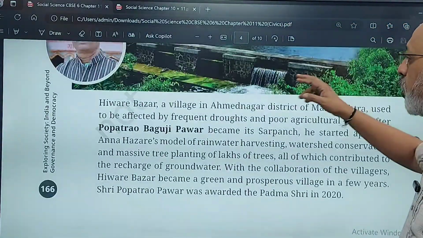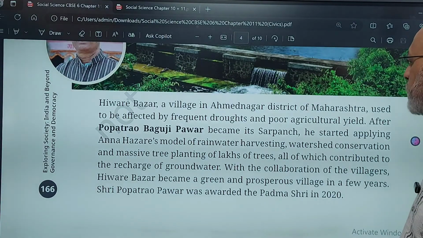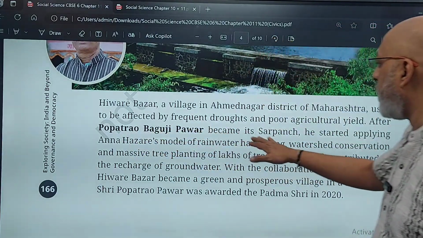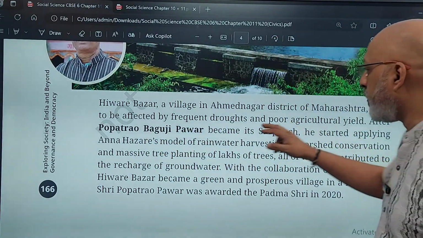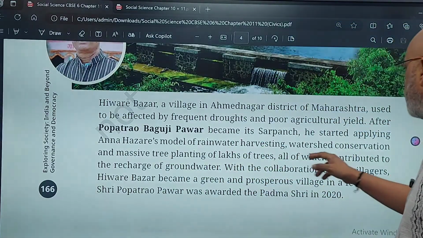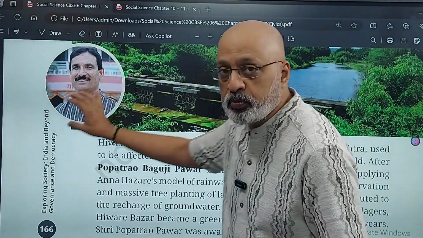This is the third person called Hiware Bazar. Hiware Bazar, a village in Ahmednagar district of Maharashtra, used to be affected by frequent drought. So this person, Popat Rao Baguji Pawar, became the Sarpanch. He started applying Anna Hazare's movement of हार्वेस्टिंग वाटर, रेन वाटर हार्वेस्टिंग, वाटरशेड कंजर्वेशन, यानी कि इस तरह के छोटे छोटे चेक डैम्स बना दिए जाएं.